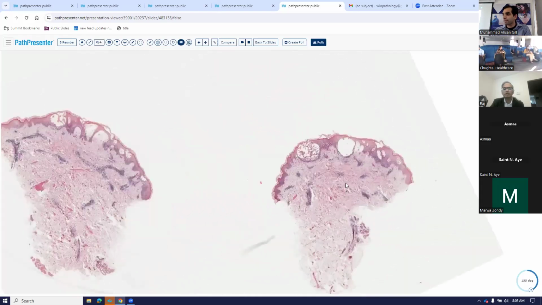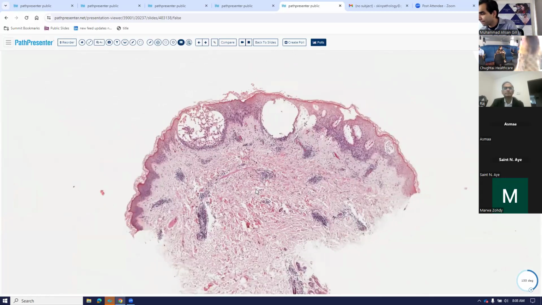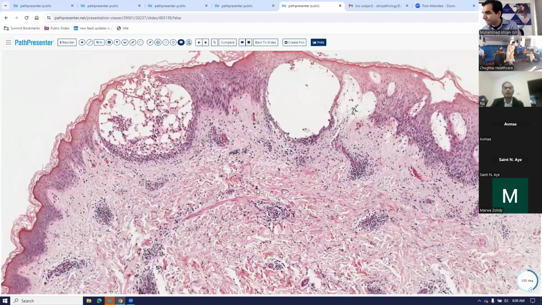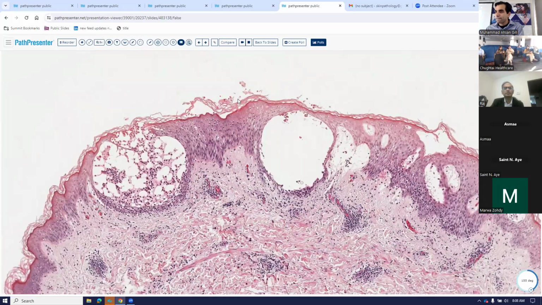If we zoom into the slide here and look at the top of the skin, this is the stratum corneum. We don't see too many changes in the stratum corneum. I don't see any parakeratosis. I don't see hyperkeratosis. I don't see any kind of neutrophilic abscesses or anything here.